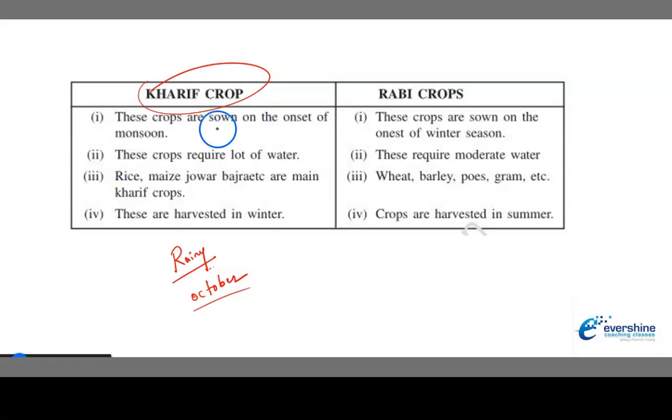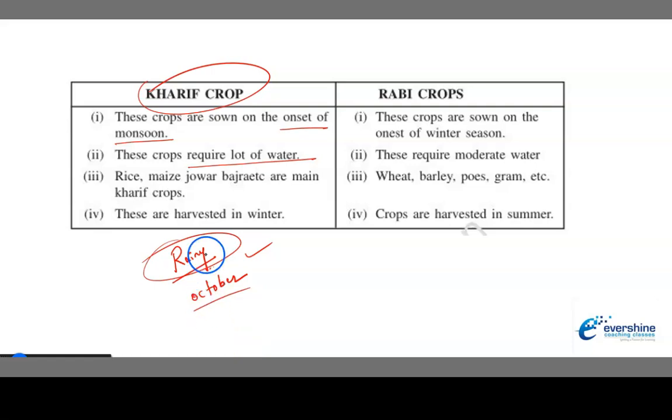Understood? So these are the crops sown at the onset of monsoon. This is called the onset of monsoon, which is nothing but the rainy season. So what is the speciality of this crop? These crops require a lot of water. They need more water, so that is the reason we grow them during the rainy season.